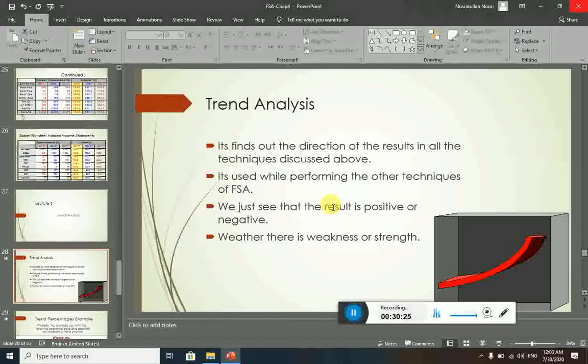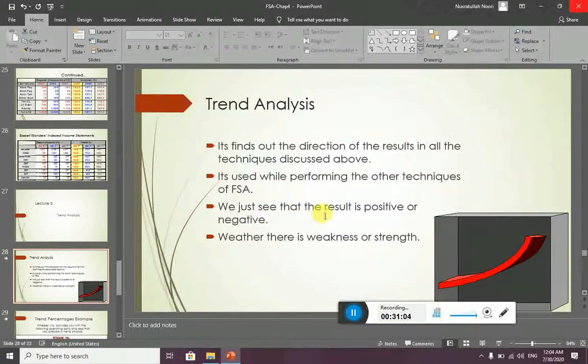It finds out the direction of the results in all techniques discussed above. It is used while performing the other techniques. It means you can use trend analysis alongside horizontal analysis, vertical analysis, common size, and index. For example, on one page you can do a horizontal analysis, and on the other page you show those results of the horizontal analysis in graphical representation by using the trend analysis, right? It just shows the graphs.